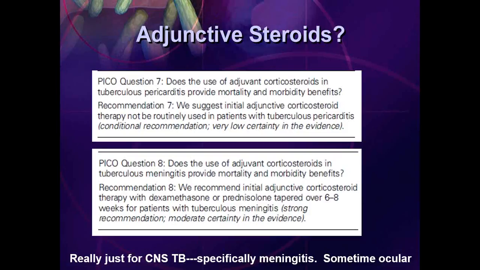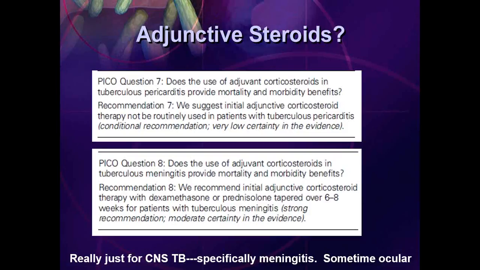Does the use of adjuvant corticosteroids in TB pericarditis provide benefits? There really wasn't a whole lot of data here, but there was some, and that data really suggested that the answer was no. For pericarditis, you don't need to start them right off the bat, but you could consider them later as the patient goes through their course if they start developing signs of constriction.